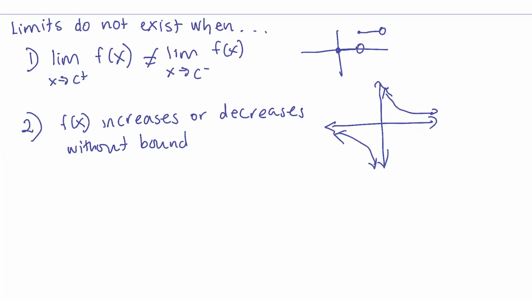As you approach it from the right-hand side, it's going to positive infinity. As you approach it from the left-hand side, it's going to negative infinity. So this is increases and decreases without bound. So we would say it does not exist because one's going to positive infinity, the other one's going to negative infinity. If they both went to positive infinity, like the top portion right there, then although it does not exist, we can qualify it by saying it does not exist because it goes to positive infinity. Or if both of them head down to negative infinity, we can say negative infinity.